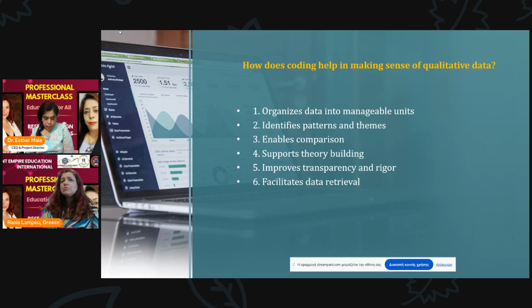So in short, we could say that coding bridges raw qualitative data and meaningful interpretation, making it possible to draw insights systematically and rigorously.